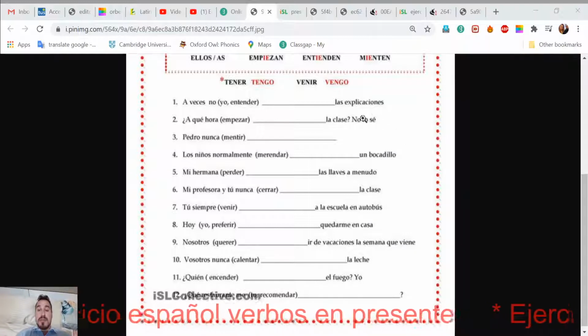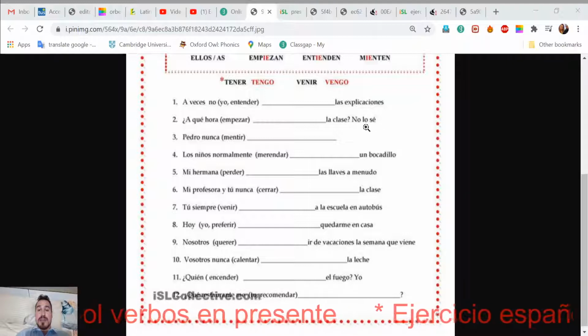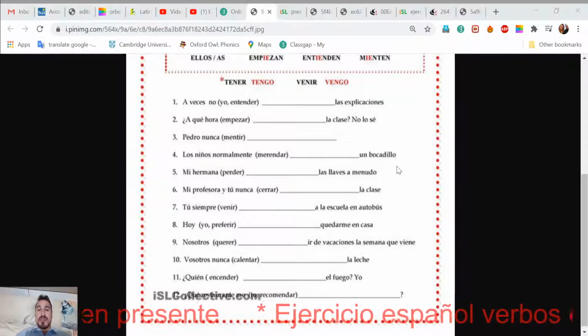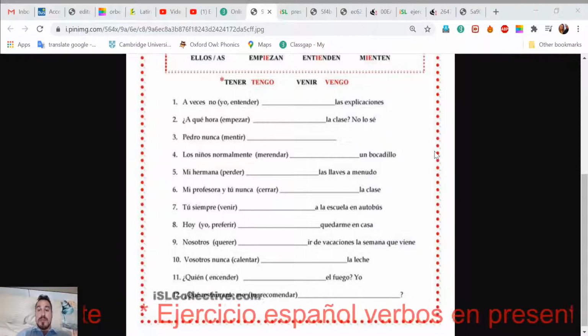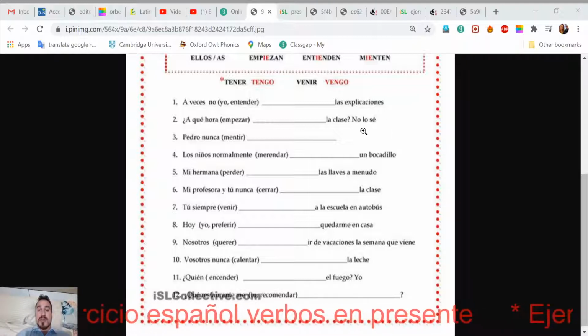I don't know. This is another irregular form. This one you should learn by heart. So I don't know, it's no lo sé. Just remember this expression because we use it a lot. No lo sé. I don't know. Literally, it's like I don't know about it.